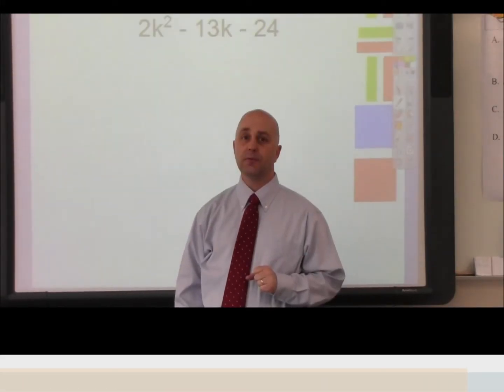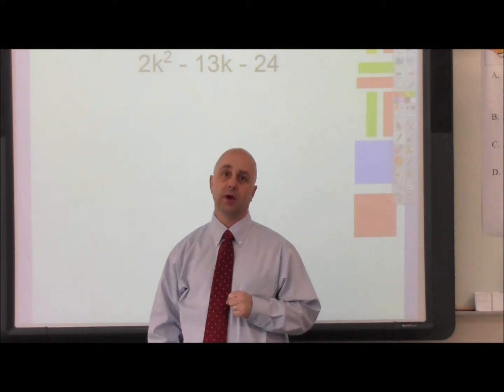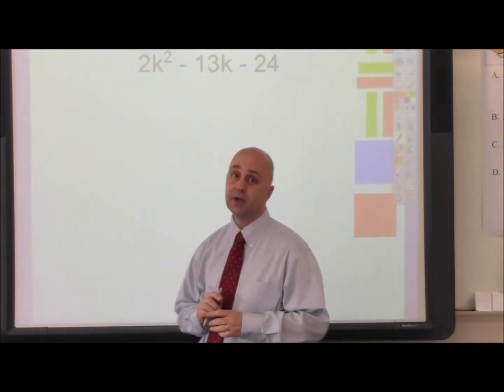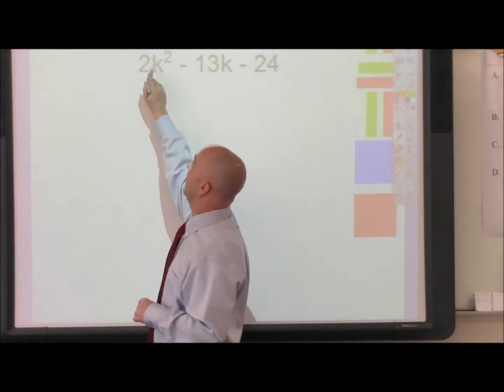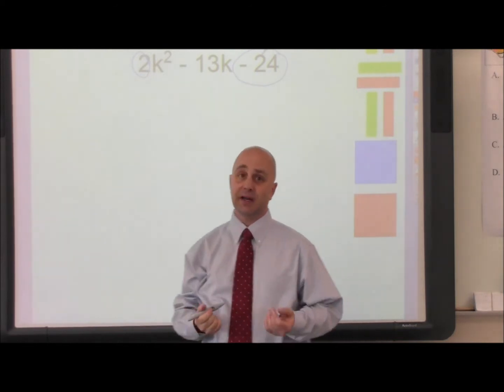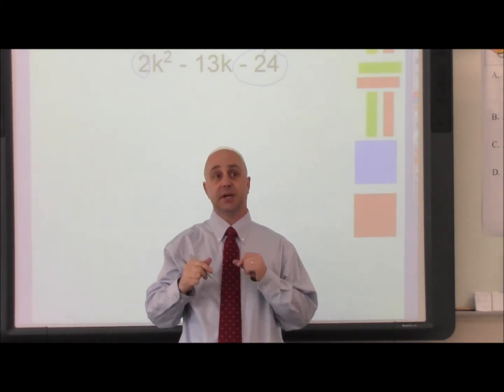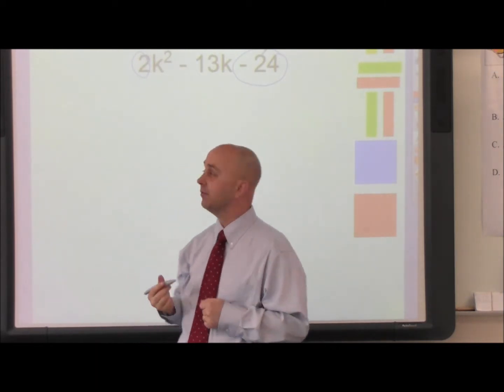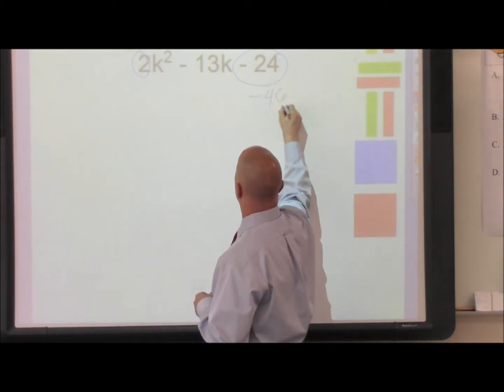Now, our next example has some negative numbers in it. We're not going to use the algebra tiles for this. We're just going to do it with the systematic method. So the first thing I want to do is multiply this coefficient 2 times this constant. It says minus 24, which is really, if I change it to addition, a negative 24. So 2 times negative 24 gives me negative 48.